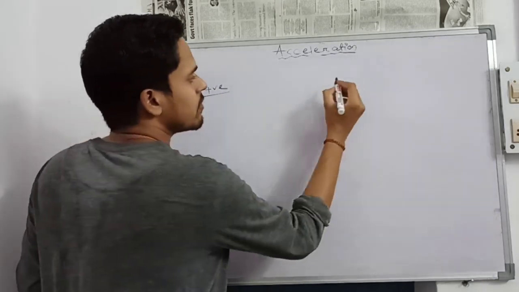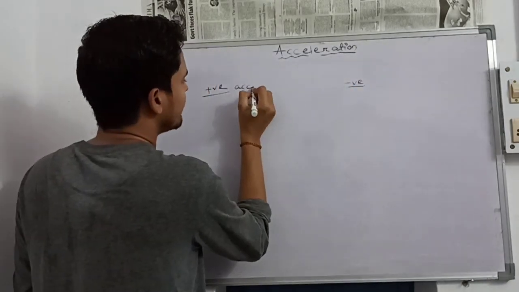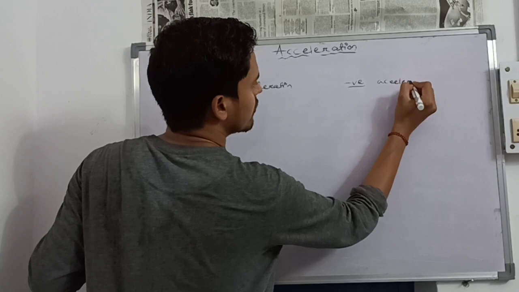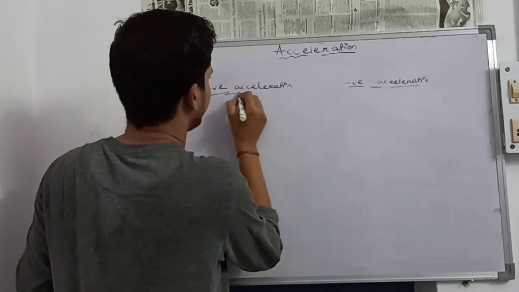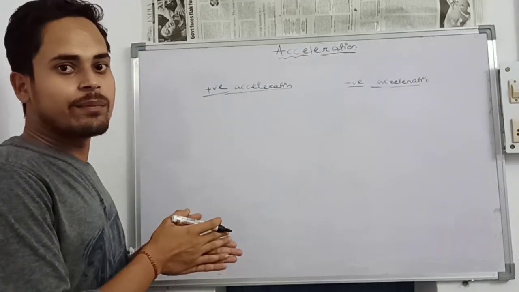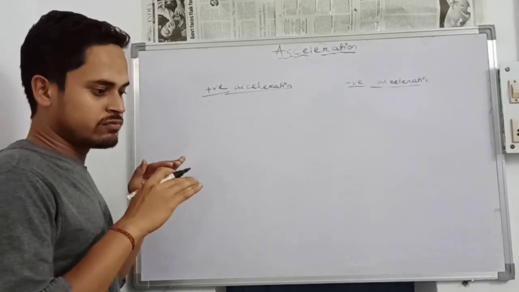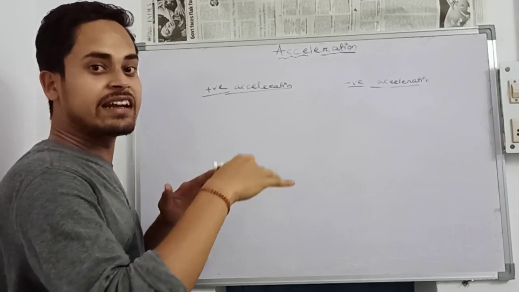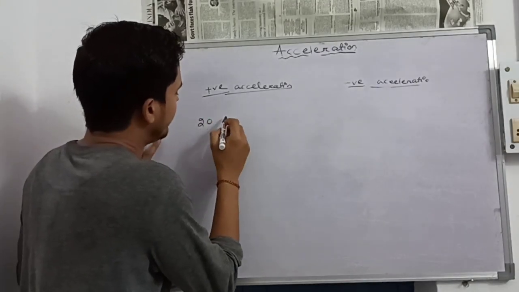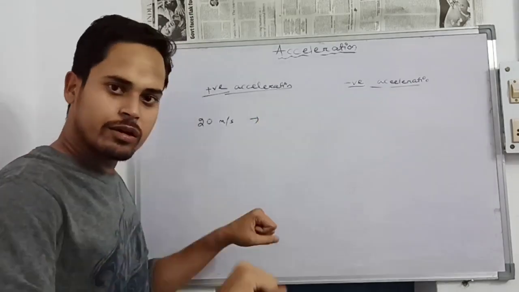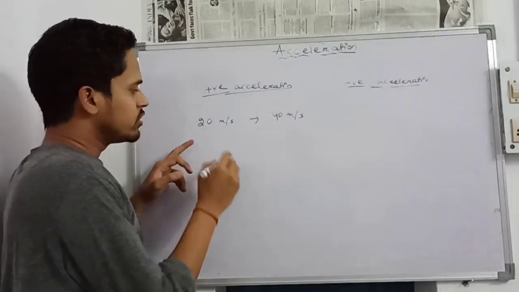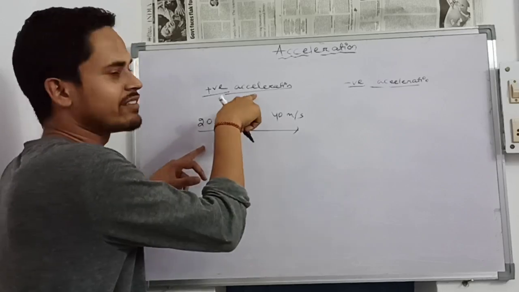Next is positive acceleration, negative acceleration. What is this? If the velocity is getting changed in a positive manner, that means the velocity is getting increased. For example, if you are going in a vehicle and your velocity was 20 meter per second, and you are accelerating the vehicle so that you get a speed of 40 meter per second, the velocity is changing in a positive way, that means it is positive acceleration.